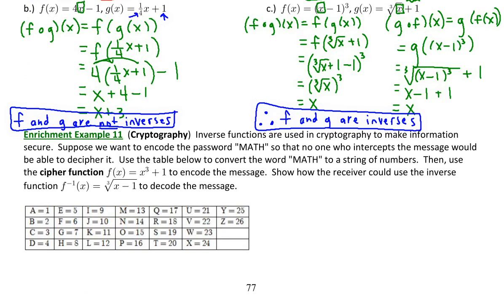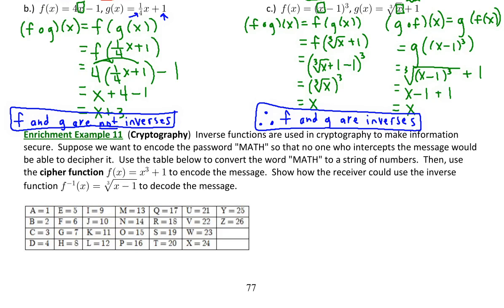Cryptography is the science of encoding or encrypting information. Inverse functions are used in cryptography to make information secure. So if you've ever bought anything online, maybe you're purchasing something on Amazon, you're sharing your credit card information, the information that's sent over the internet has to be encrypted in order to prevent someone from intercepting that information and using it in a wrong way. So that information is encrypted.